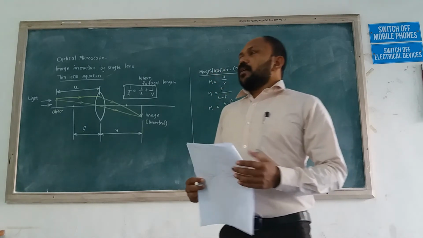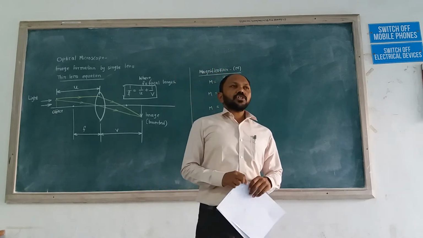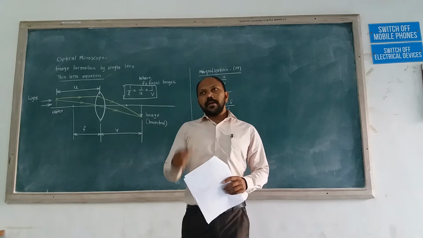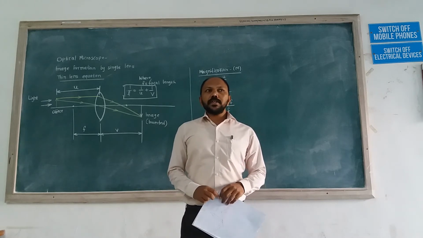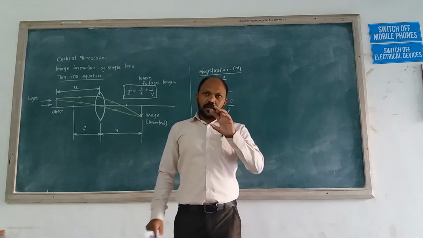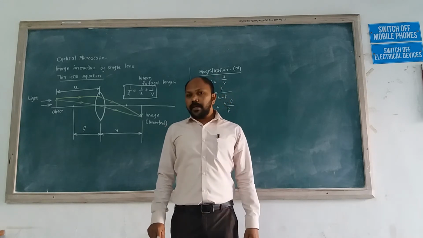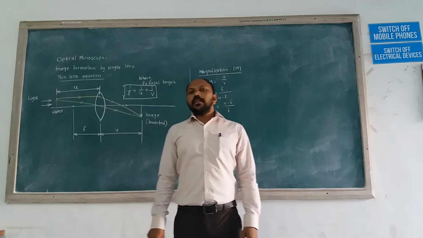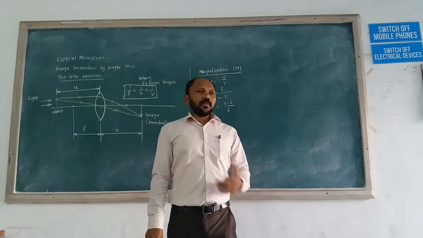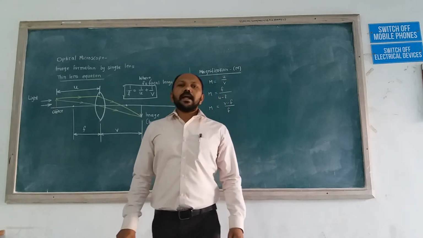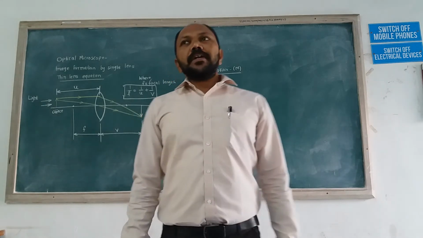Now we see what the internal structure of this optical microscope is. The major objective of this optical microscope is to get the magnified image of the material. This is the main objective of this microscope, so we get a clear picture of the materials.